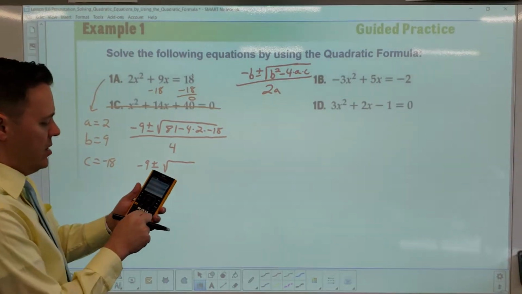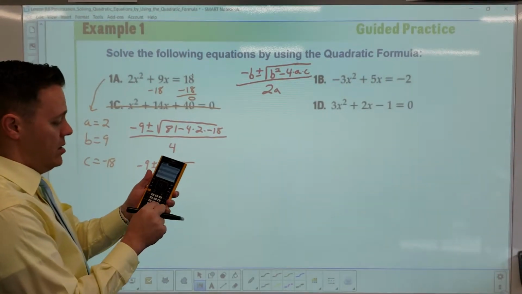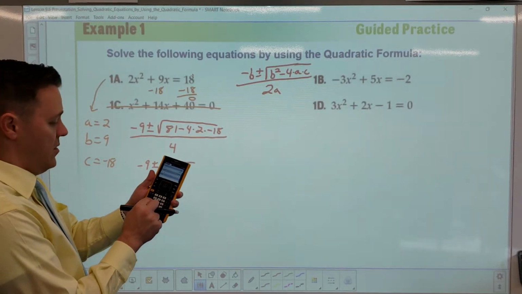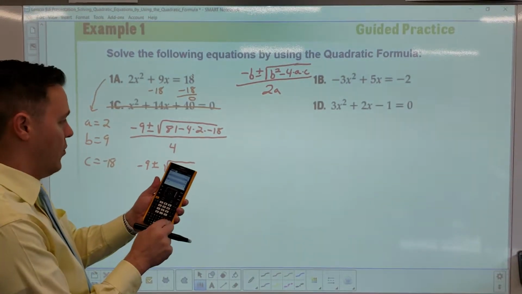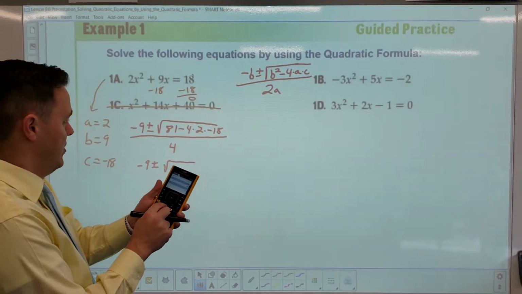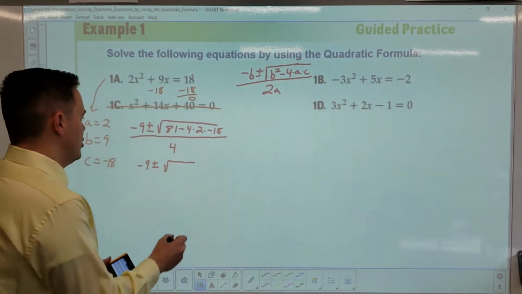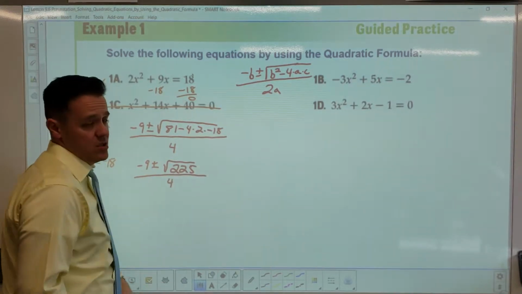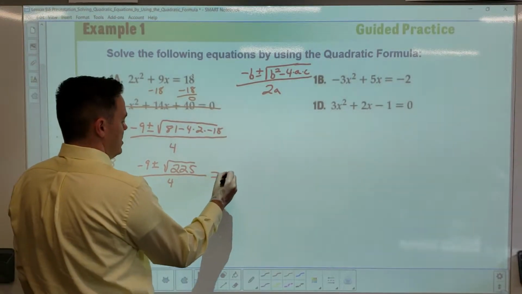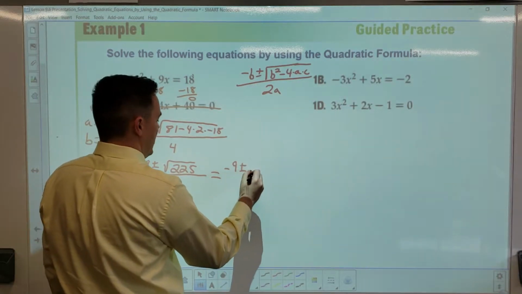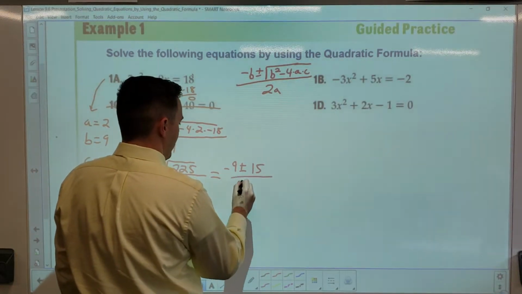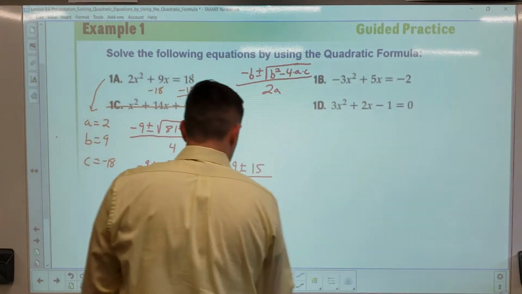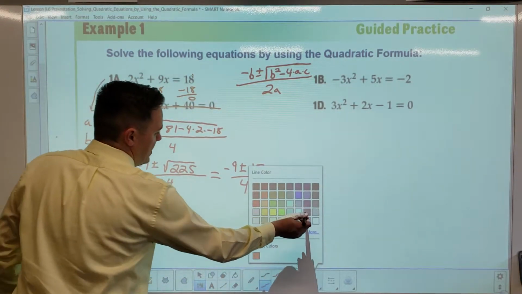Okay, so I'm going to go negative 4 times that by 2, and then I'm going to times that again by negative 18. When you do that, I'd get 144 plus 81 ends up being 225. I just did the simple math in the correct order of operations. Take the square root, it's going to be negative 9 plus or minus 15 over 4. We're done simplifying. Now we've got to split it. Once you split this equation in half, split it into two pieces.